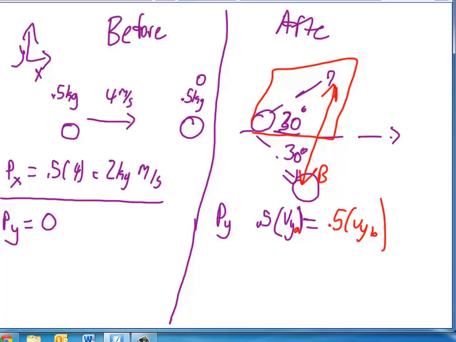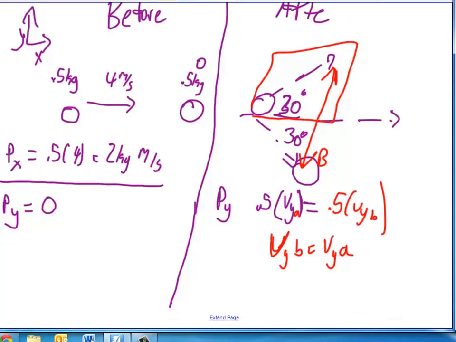So I know that the velocity in y here and the velocity in y here are equal because the masses are equal. So vyb equals vya, and I don't have an exact number for it yet, but I do know they're equal. Also, I do know that the momentum in x has to be 2 kilogram meters per second.